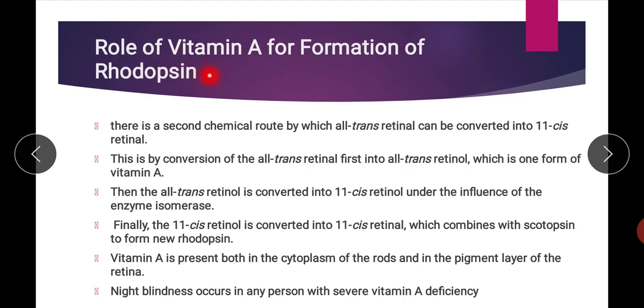Role of vitamin A for formation of rhodopsin. There is a second chemical route by which all-trans retinal can be converted into 11-cis retinal. This is by conversion of all-trans retinal first into all-trans retinol, which is one form of vitamin A. Then the all-trans retinol is converted into 11-cis retinol under the influence of the enzyme isomerase. Finally, the 11-cis retinol is converted into 11-cis retinal, which combines with scotopsin to form new rhodopsin.